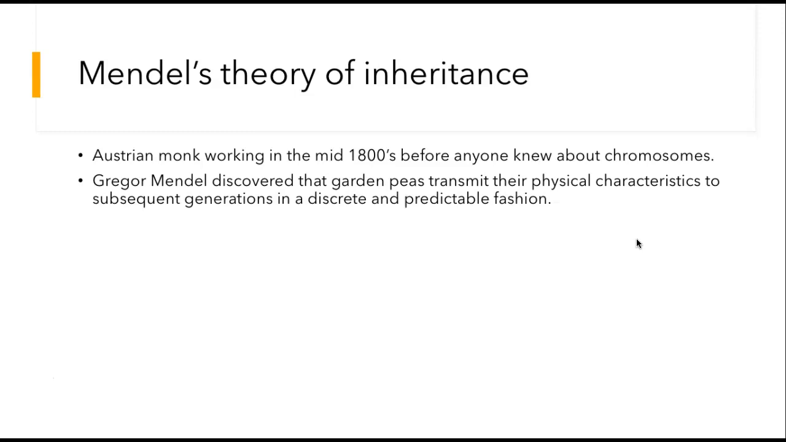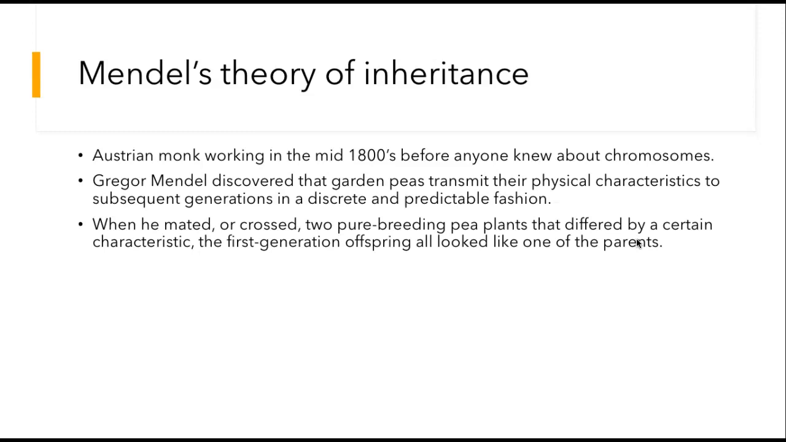There were tall plants, there were short plants, there were plants that had purple flowers and white flowers, there were plants that made green peas and yellow peas, there were plants that made shriveled peas and smooth peas, and he determined that for each of those characteristics, he would be able to predict what the offspring would look like. When he mated or crossed 2 pure breeding pea plants that differed by a certain characteristic, the first generation offspring all looked like one of the parents.